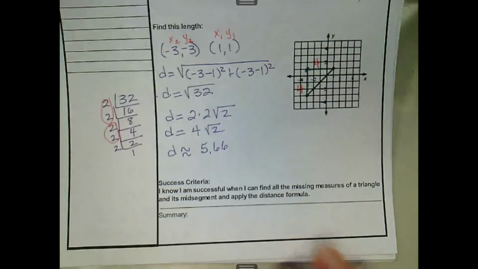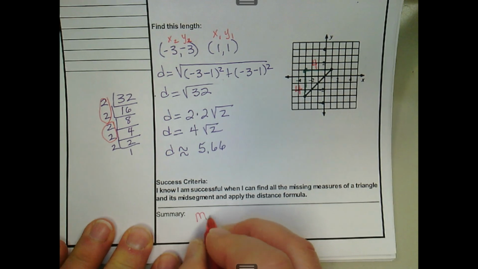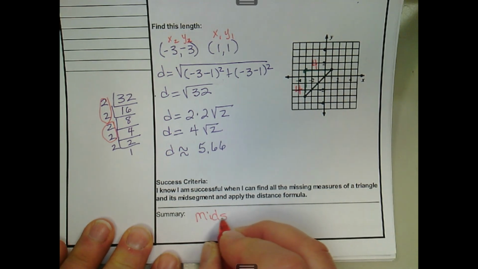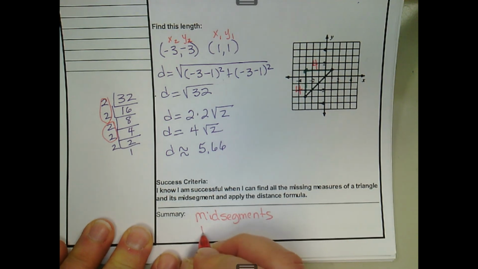Okay, so I know I'm successful when I can find missing measures of a triangle and its midsegment and apply the distance formula. Midsegments and the distance formula.